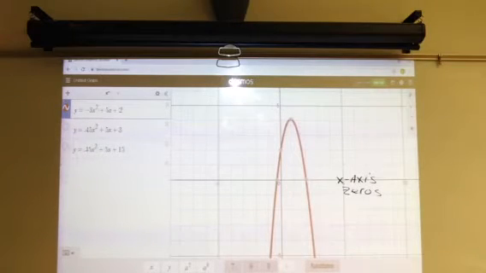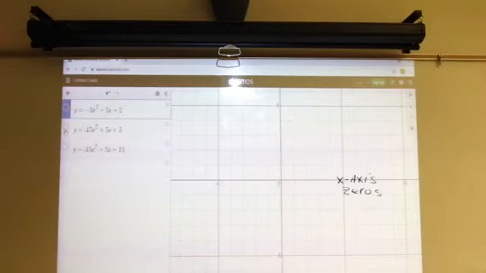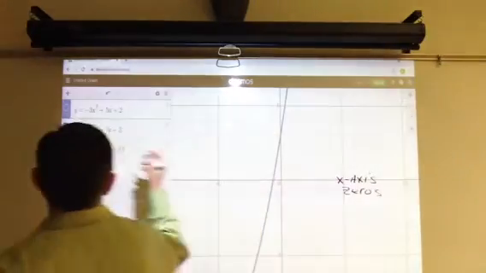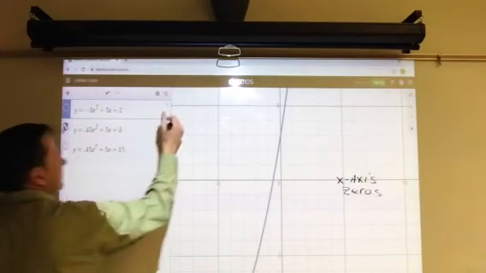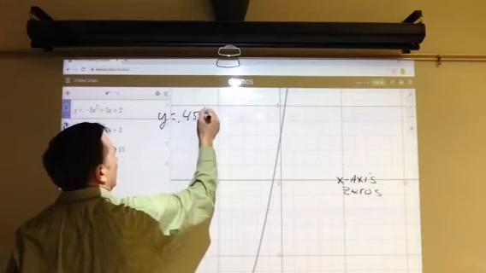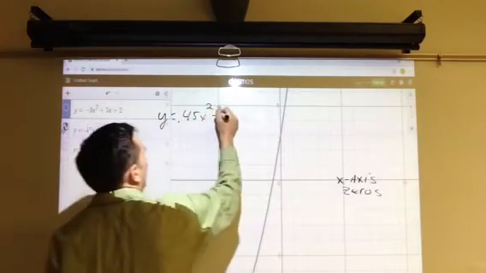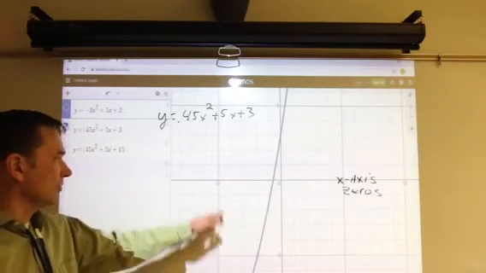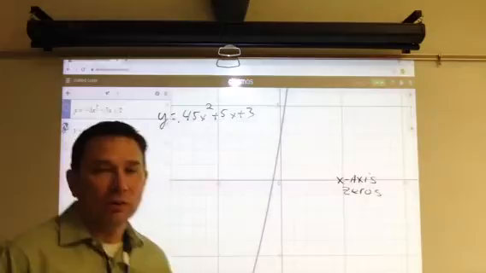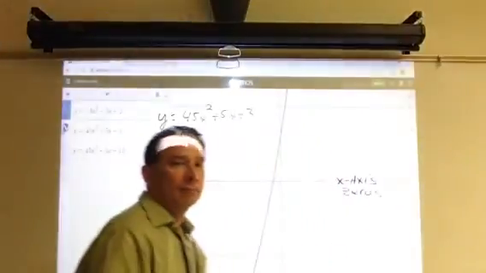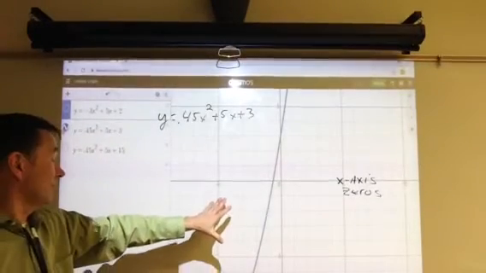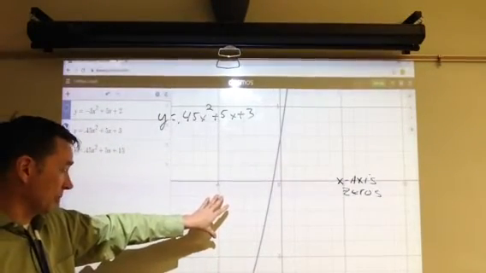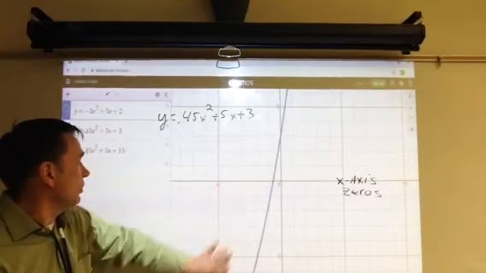So then the next equation is y equals negative 0.45x squared plus 5x plus 3. Now here, this one's kind of off the board. Sorry, my iPad just went to almost 0%. So we need to adjust this.